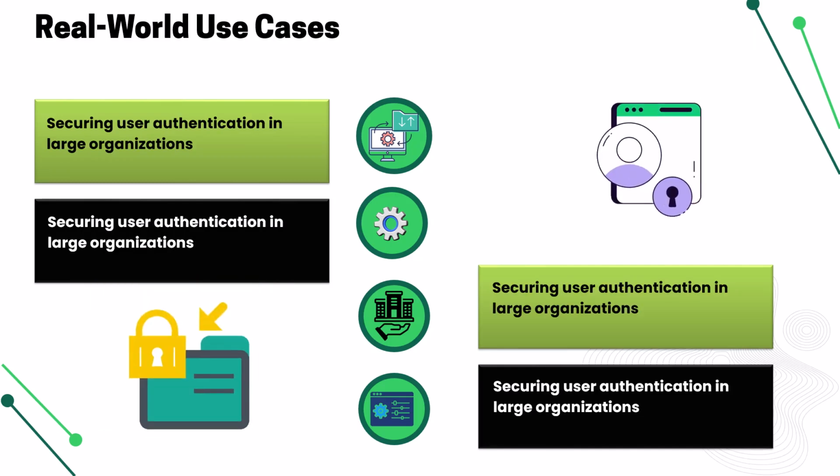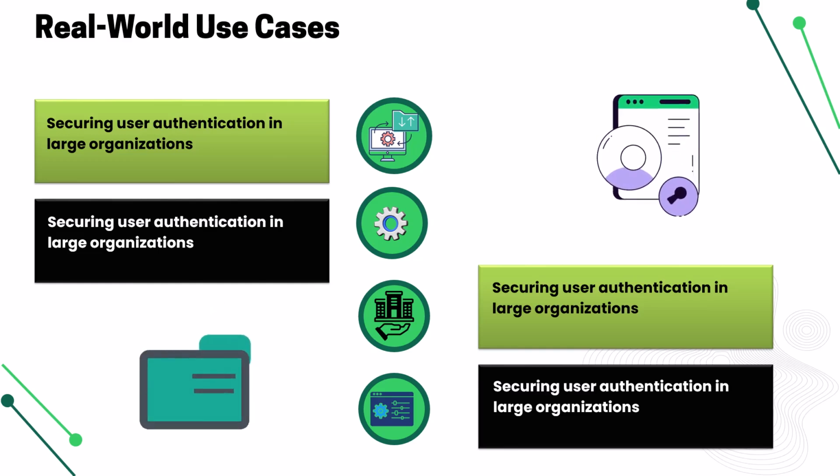Theory is great, but let's talk real world. Big companies use IAM certificates to secure user authentication. APIs rely on them for safe transactions. Automating compliance workflows saves hours of manual work. And let's not forget efficient certificate revocation. It ensures compromised credentials don't linger. Seeing IAM in action makes all the security talk worthwhile.